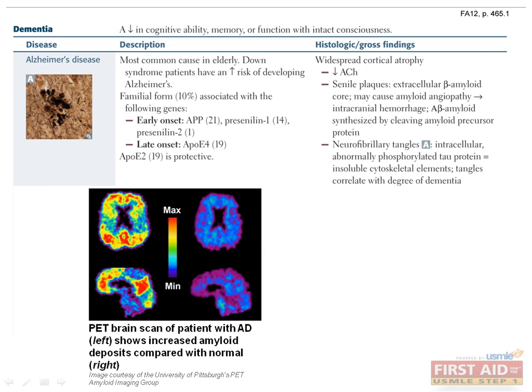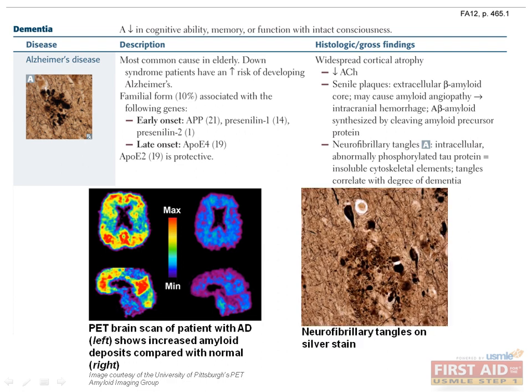Now, Alzheimer's currently is a clinical diagnosis that is made once you have ruled out all other causes of dementia. The only confirmation you can have of your diagnosis is by post-mortem autopsy. Histologically, you'll see widespread cortical atrophy, senile plaques of A-beta depositions, and also neurofibrillary tangles, pictured here, which are composed of hyperphosphorylated tau proteins. Keep in mind that neurofibrillary tangles are not specific for Alzheimer's disease. It can be found in other dementias as well.